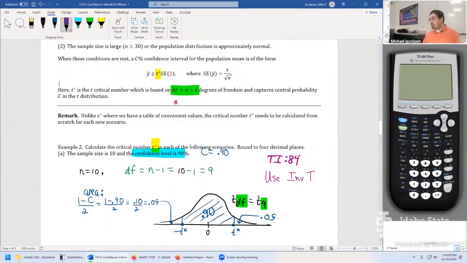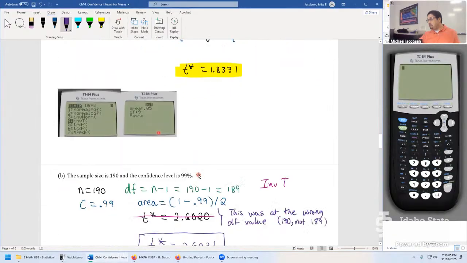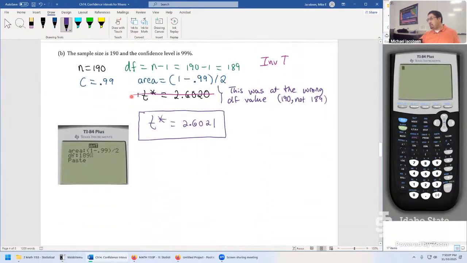It's indexed by the degrees of freedom, and example 2 is just calculating a couple of these. Thanks goes out to Coral for spotting one of the mistakes made in last class on Thursday. On Thursday, this was a mistake right here. When I first put the degrees of freedom in the calculator, I made a mistake and actually wrote 190. That's a simple mistake, right? Because we're looking at a sample size, but 189 really has to go there.